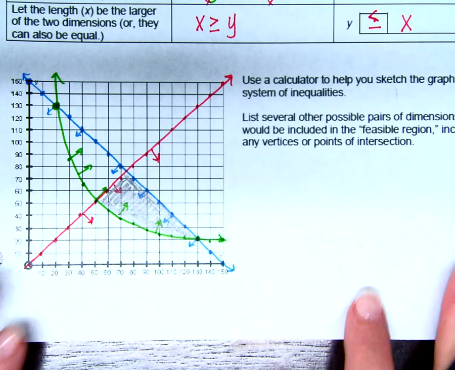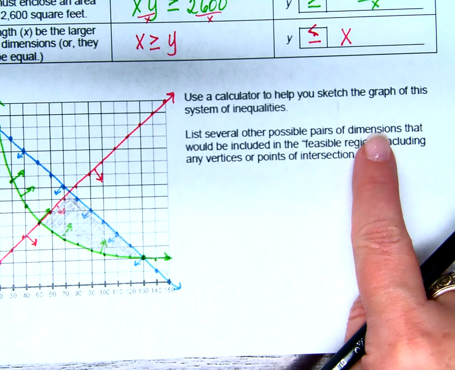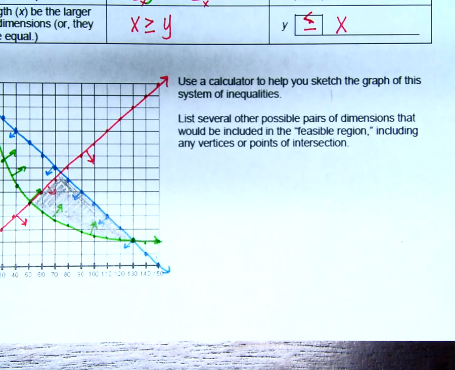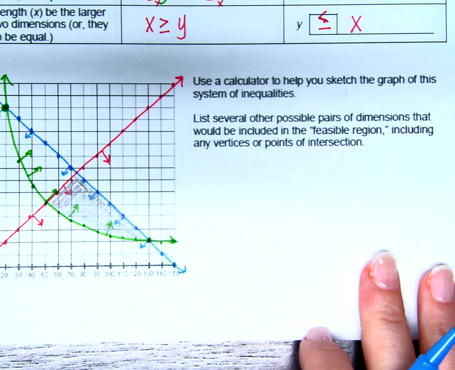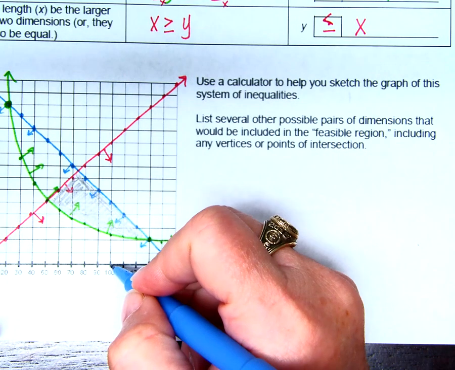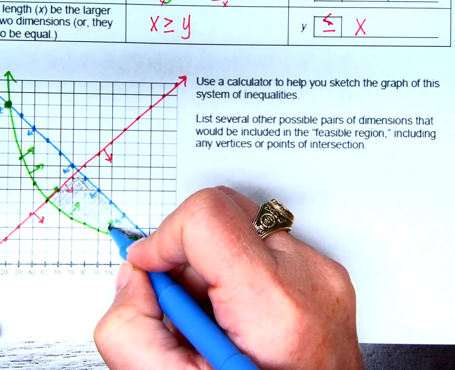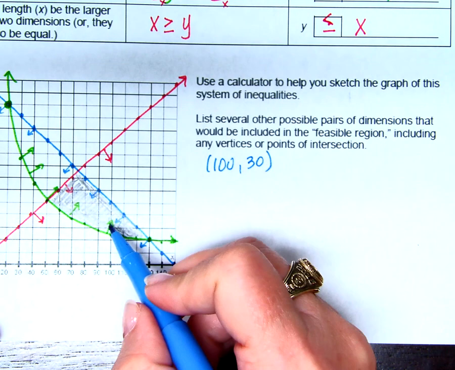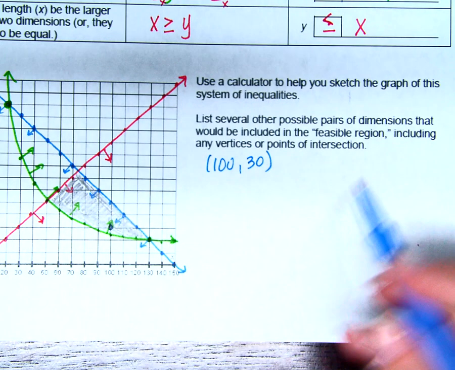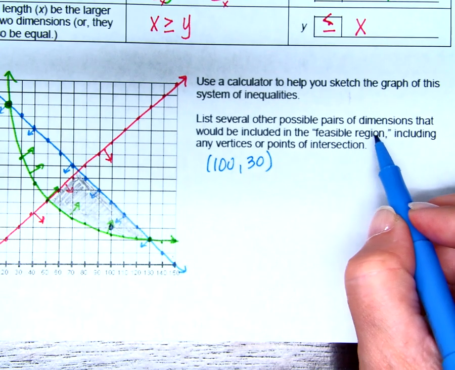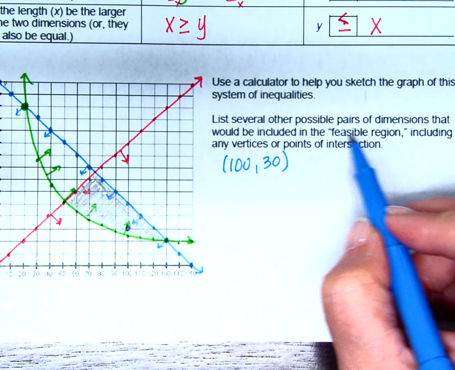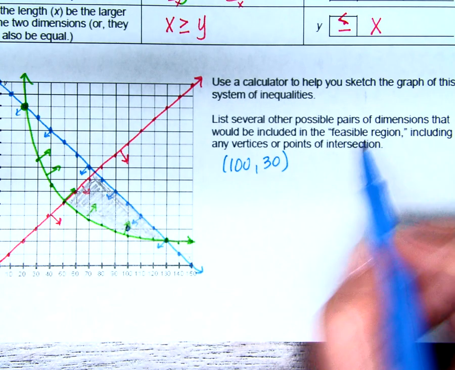All right, last thing it asks us to do is list several other possible pairs of dimensions other than the ones they gave us at the top. Okay, list other possible dimensions that would be included in this feasible region. What'd you say? 100 comma, yeah, that's fine. 100, comma, 30. Does everybody agree that that point right there is in the feasible region? Why am I calling it the feasible region? What else could we call it? Yeah, the shaded area, right? This is just like more mathy math vocabulary, the feasible region.